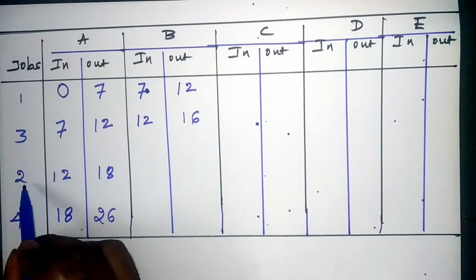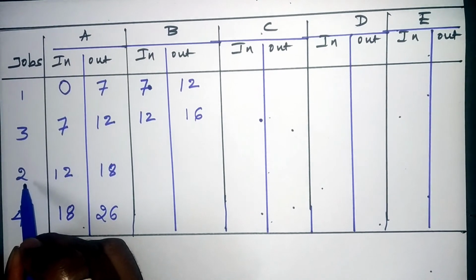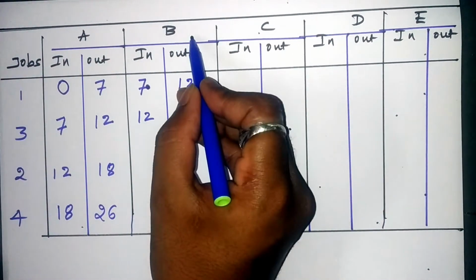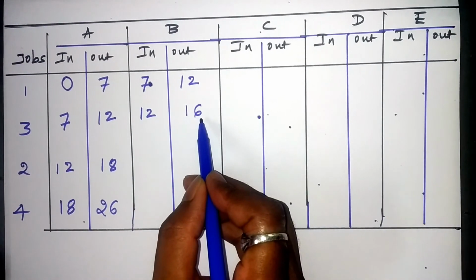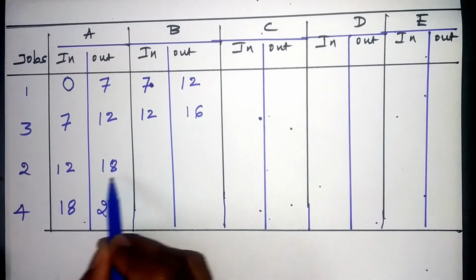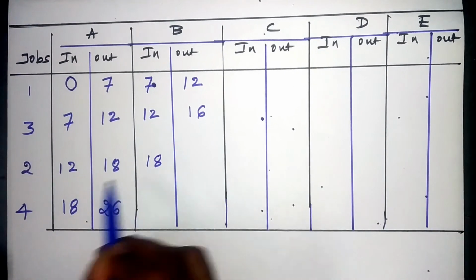Next we have to write for job number 2 on machine B. Job number 2 is going to enter machine B at what time? That is the question here. Here we have 16 and here we have 18. So we have to write the maximum, that is 18.